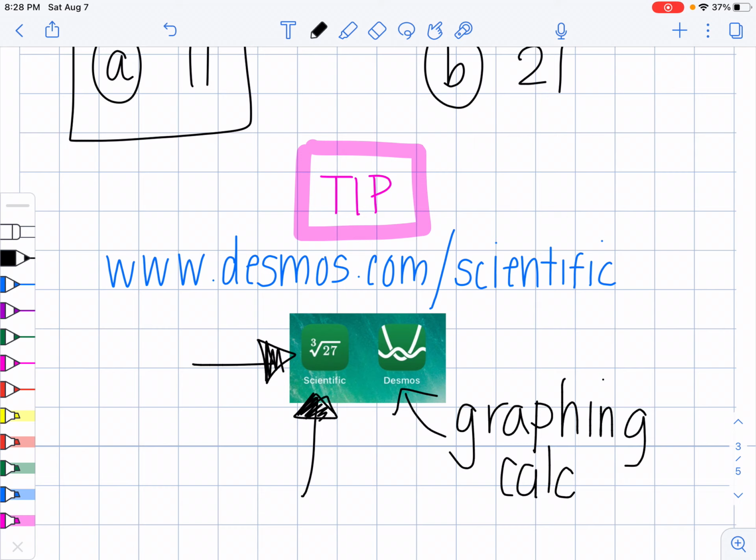Desmos calculators are programmed to do order of operations, and you can type everything in just the way that you would write it on your paper. So that's a really good app for you to get if the calculator on your phone is not programmed for order of operations.